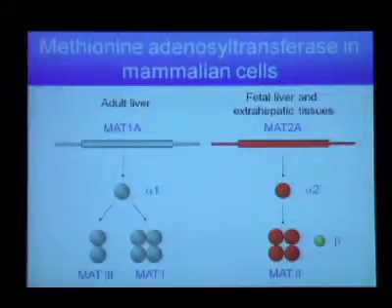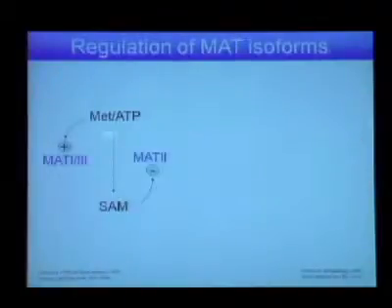However, the regulatory and catalytic properties of the liver enzyme and extrahepatic enzyme are pretty much different. So MAT1A, the liver enzyme, is stimulated by the substrates of the reaction, methionine and ATP. This has not been so far demonstrated in the case of MAT2A, that in turn is inhibited by the product of the reaction, S-adenosylmethionine.